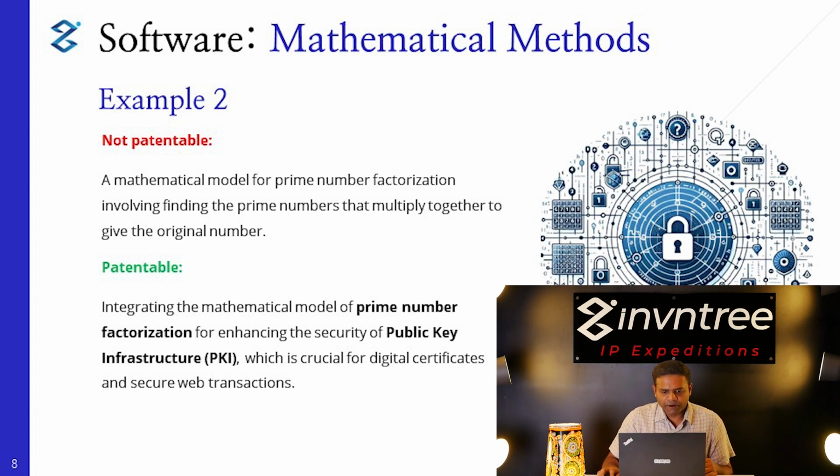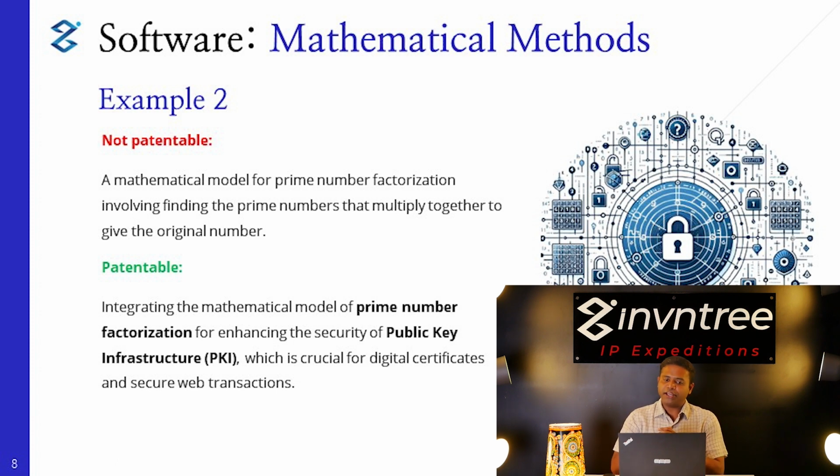Now let's take another example of mathematical models, right? Prime number factorization is another mathematical model that has a wide variety of applications. Typically in prime number factorization, you find prime numbers that multiply together to give the original number, right? And there are multiple mathematical models around how to do prime number factorization in a more efficient, more effective way. Now, irrespective of how innovative or efficient your mathematical model could be in terms of prime number factorization, the mathematical model alone cannot be patented.